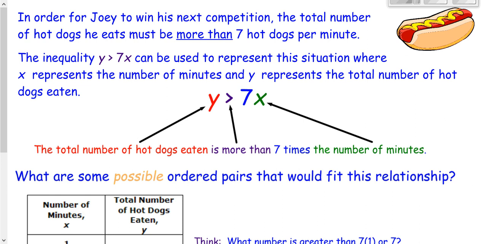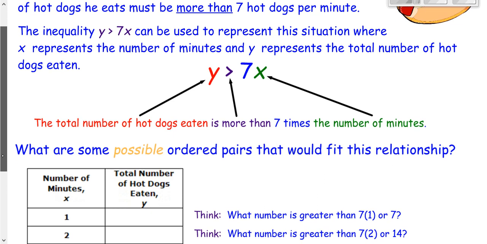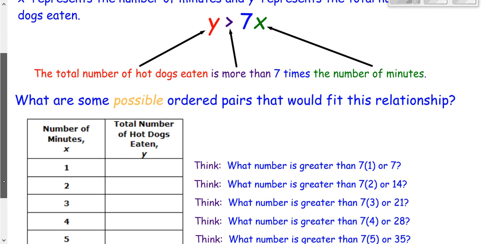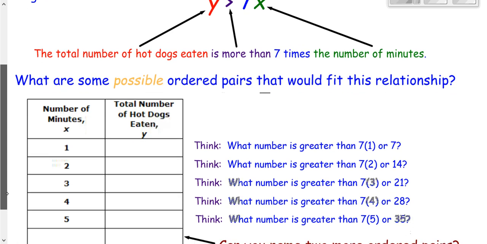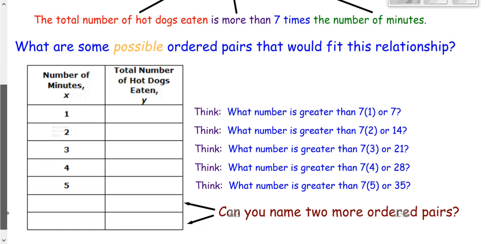Okay, so we're going to switch things up a little bit. So Joey wants to win the competition, but the total number of hot dogs he must eat must be more than 7 hot dogs per minute. So he has to be better than his average. The inequality we can use to represent this is y is greater than 7x. X represents the number of minutes, and y represents the total number of hot dogs eaten. Okay, so we have y is greater than 7x. What are some possible ordered pairs that would fit this relationship?